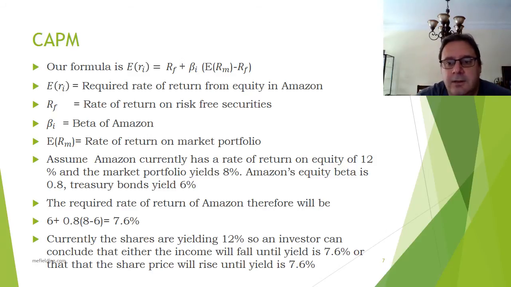Okay, but I wanted to put a complication in this. I have no idea why, but it seemed like a good idea at the time. And the complication is that the current rate of return is 12%. Yep. So the current rate of return is 12%. Now we know that the correct rate of return should be 7.6%. So it tells you two things.